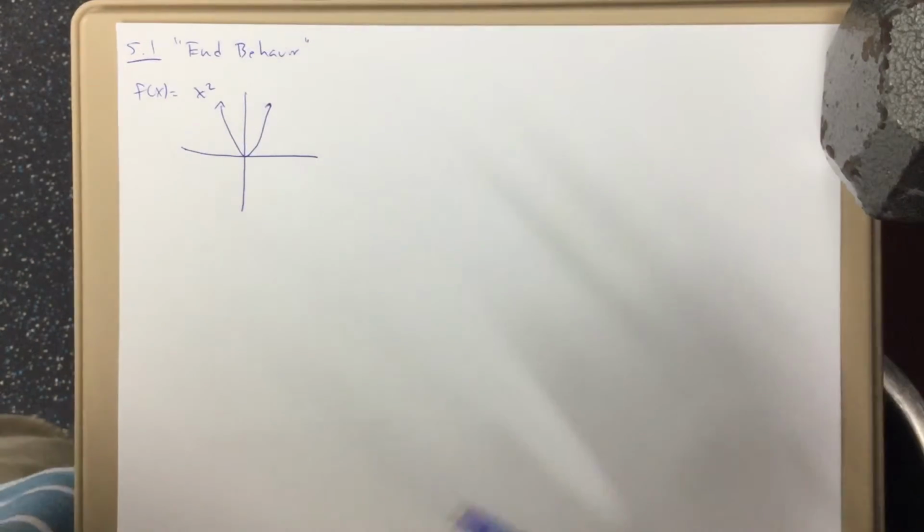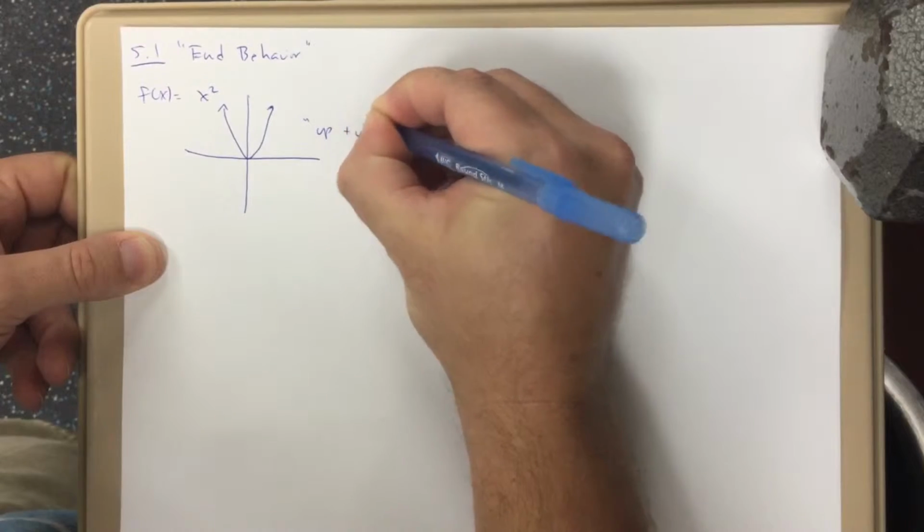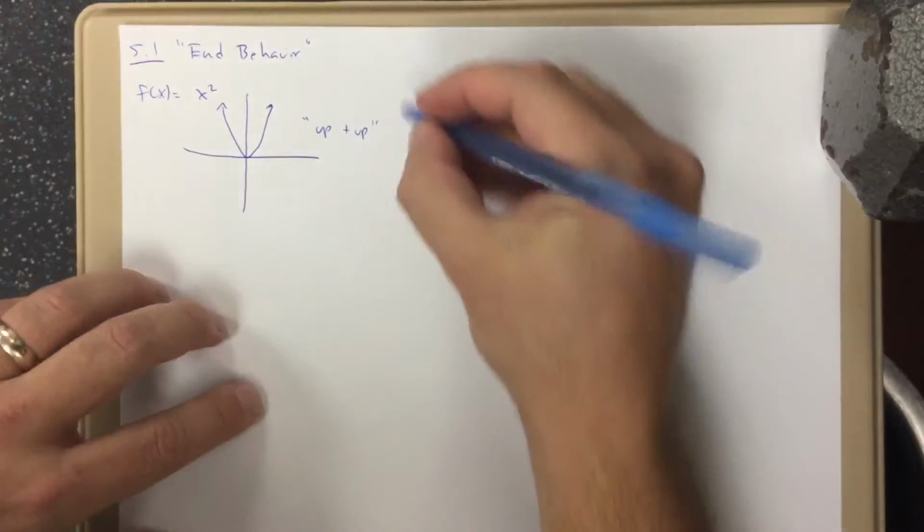So the end behavior of this graph would be up and up. That's what the graph is doing. It's going up and up, all right?